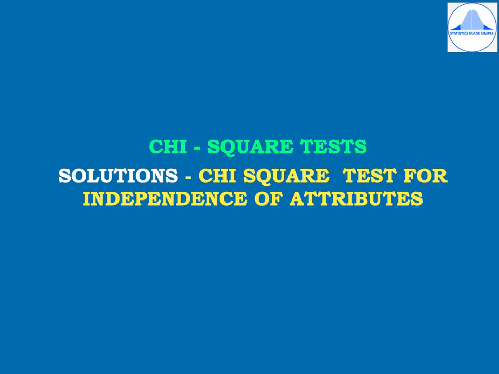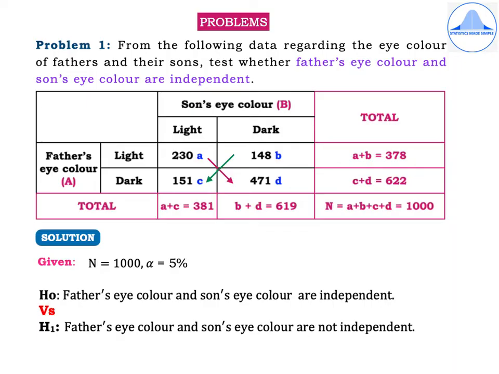In this video, I'll find solutions to problems based on the chi-square test for independence of attributes, which are important 5 markers. Starting with the problems, the first problem: from the following data regarding the eye color of fathers and their sons, test whether father's eye color and son's eye color are independent. The table is given to us.